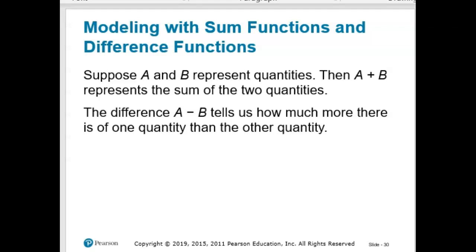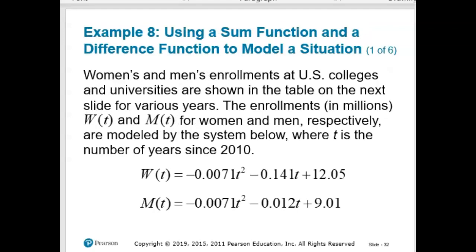Now, modeling with sum functions and difference functions. This is done when we want to decide if the sum of a function a plus b represents two quantities. It will tell us the combined amount. And if we're looking at the difference of a minus b, it's telling us which quantity there was more of. So let's take a look at an example.